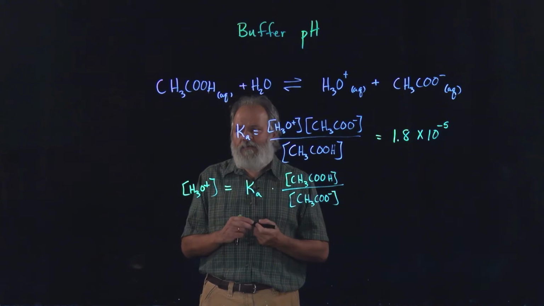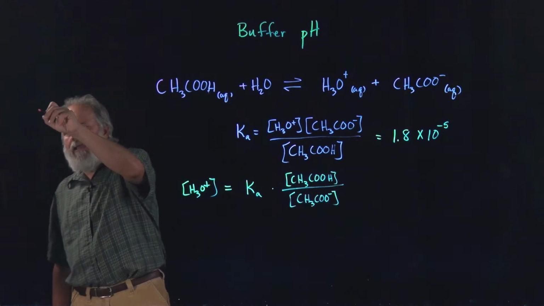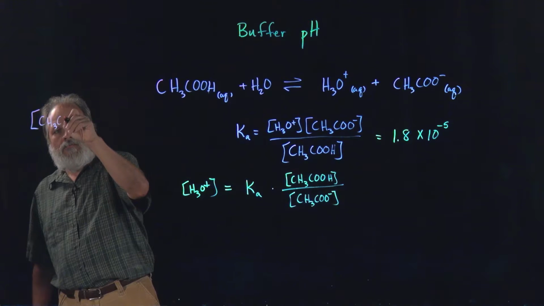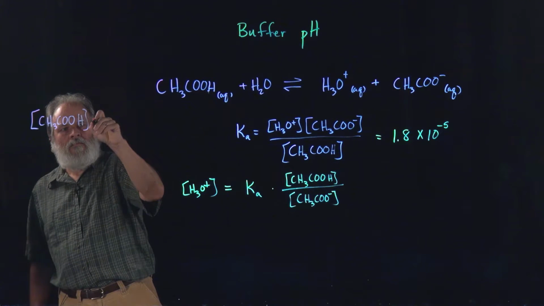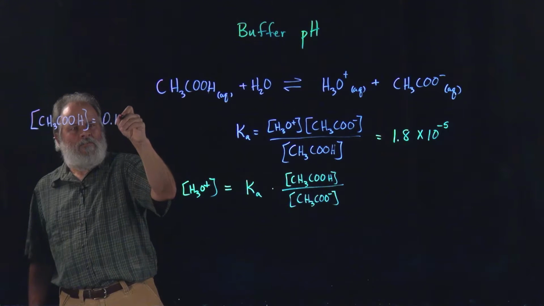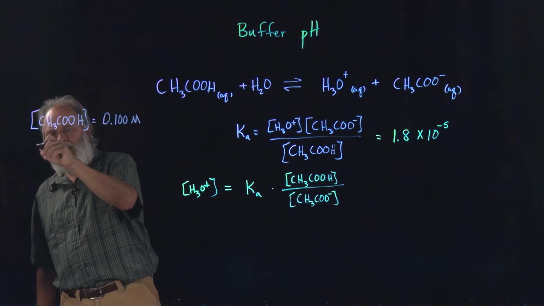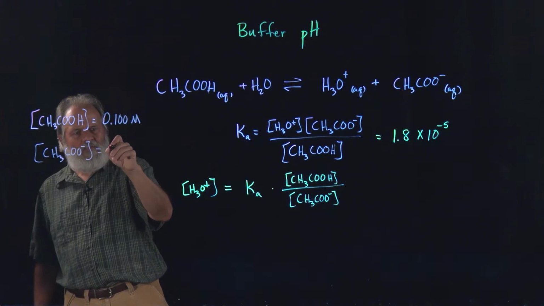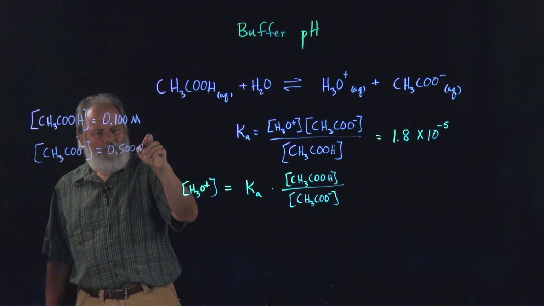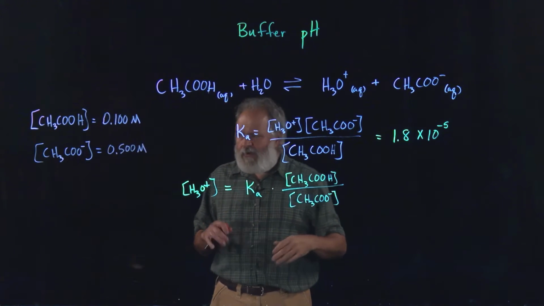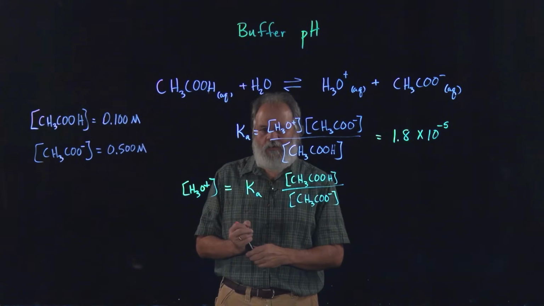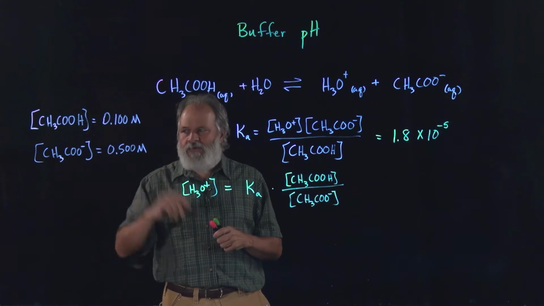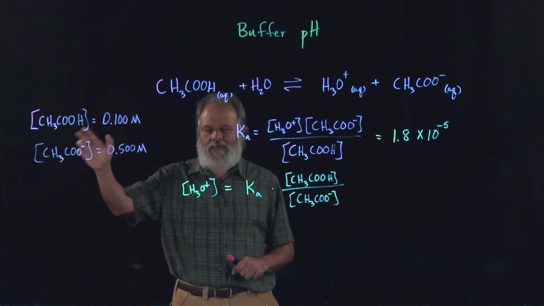All right, so let's take a look at a sample problem. Let's calculate the pH of a buffer where the acetic acid has been made to be 0.100 molar, and the acetate is 0.5 molar. Now this buffer can actually take a lot more acid since it has a lot more of the weak base, but this can also take care of any strong base that you add, up to, of course, the point where this is all gone.